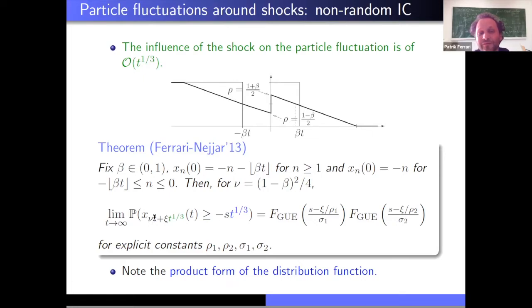And what we prove is that if you take a particle with an index such that you are in a neighborhood of the origin, so the index should be such that you are in a t to the power 1/3 neighborhood of the shock, then the distribution function turns out to be a product of two Tracy-Widom distributions. And the parameters here, everything is known. For example, rho 1 and rho 2 are the densities just to the left or just to the right of this point.